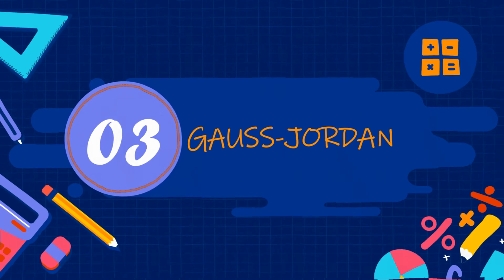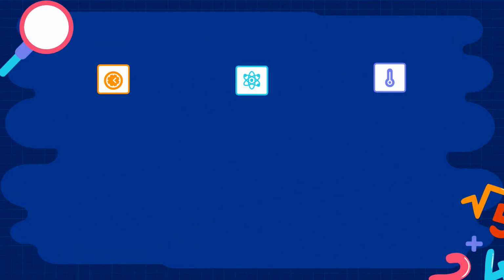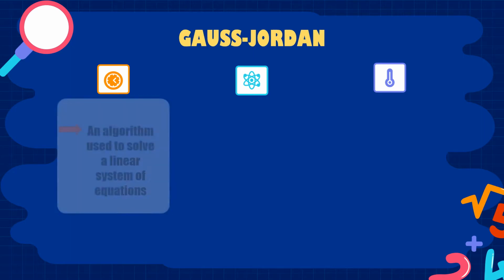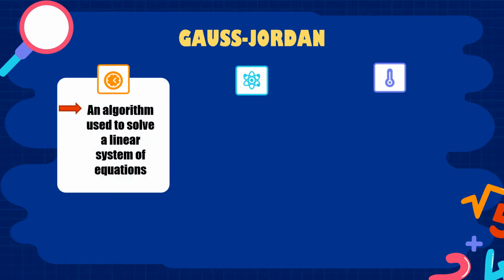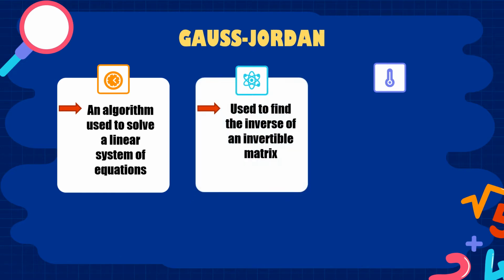Gauss-Jordan. In this study, we also use the Gauss-Jordan elimination method. The Gauss-Jordan elimination method is an algorithm to solve a linear system of equations by representing it as an augmented matrix, reducing it using row operations, and expressing the system in reduced row echelon form to find the values of variables. This method can also be used to find the inverse of an invertible matrix.